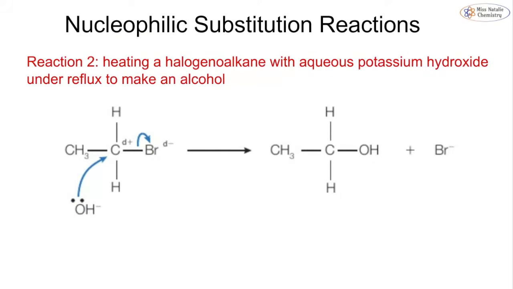So we have our hydroxide that contains two electrons and a lone pair. They are going to attack using a curly arrow, of course, to show the movement of the electrons. They're going to attack our electron deficient carbon, and the electrons from the carbon-bromine bond are going to go onto the bromine to form a bromide ion. And we're going to form a new bond between our carbon and our oxygen group here to form our alcohol.